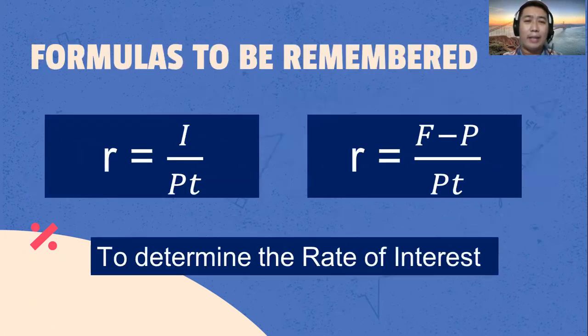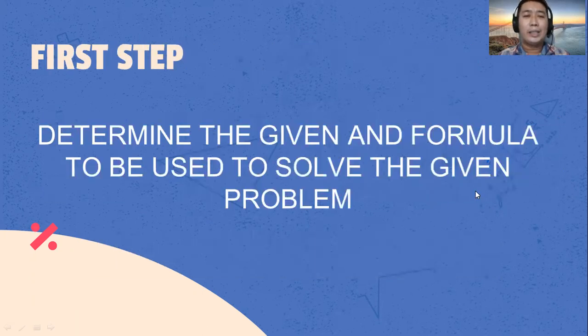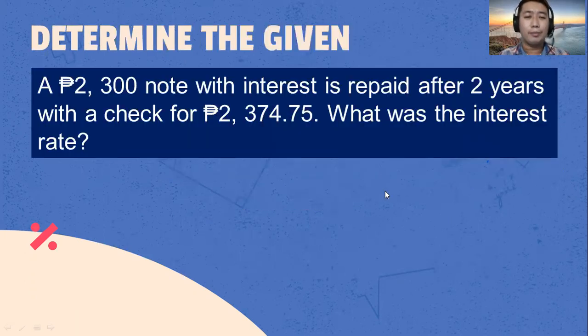Let us now identify the formulas to be used. So these are the possible formulas to be used in order for us to determine the rate of interest. That is, rate is equal to interest over the product of principal amount multiplied by time, or rate is equal to the final value or maturity value minus the principal amount over the product of the principal amount multiplied by the time. Let's now identify the given and the formula to be used.